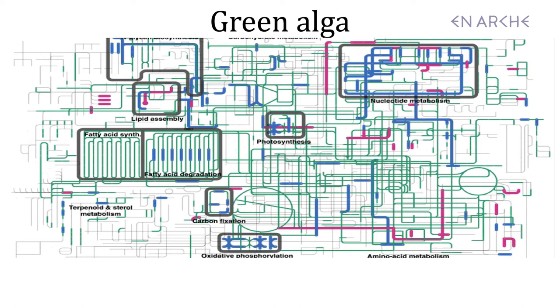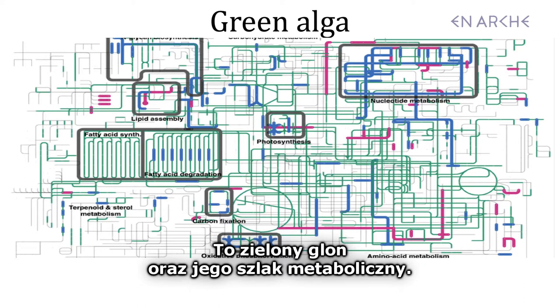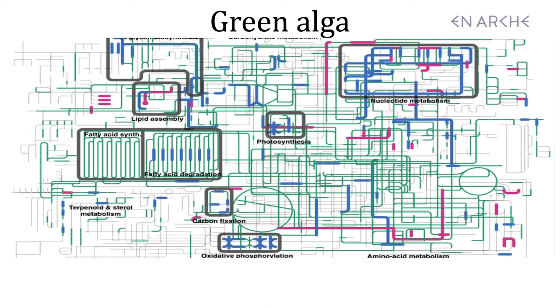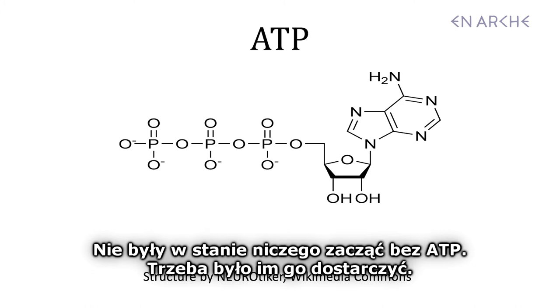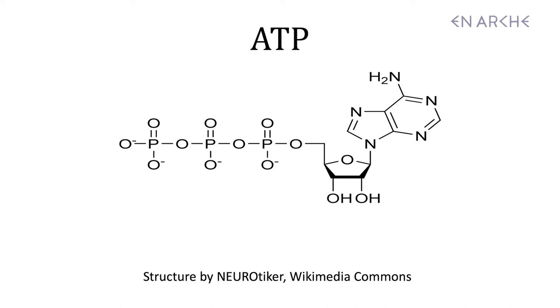They found, this is the green alga, its metabolic pathway set. It looks sort of like a circuit board. They found an interesting thing. All of the organisms had to have ATP supplied to them. They couldn't start with no ATP. They had to have ATP supplied to them. Now, ATP, as you know, is the molecule that stores energy, transfers energy.